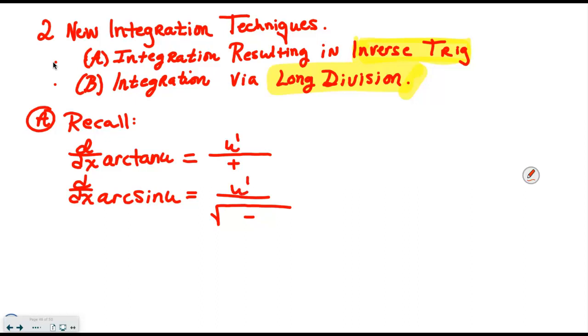I'm videoing this, so I don't want to go into the proof. But it's u prime over, and then on the bottom, do you remember what was under there? 1 plus u squared. Perfect. And same here, and same here. So that's the derivative. Like if you were taking the derivative of arctan 5x, it'd just be 5 over 1 plus 25x squared.